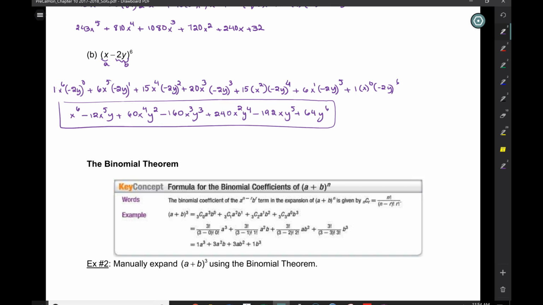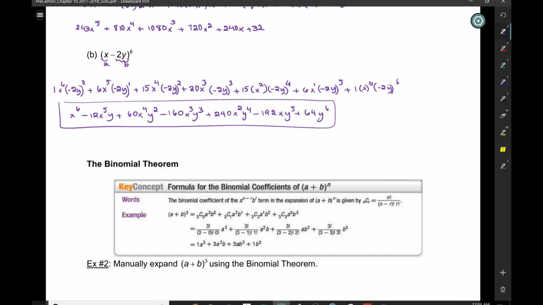This is all nice and fine and cute. Wouldn't it be plus 30 x to the 4 y squared? It's 15 times 4 because it's 2 squared. Oh. Yeah. All right.